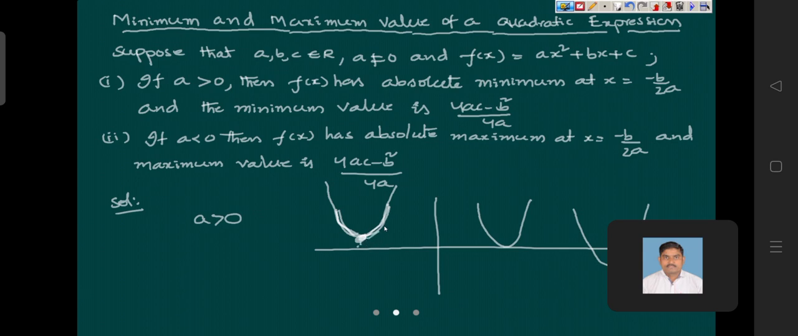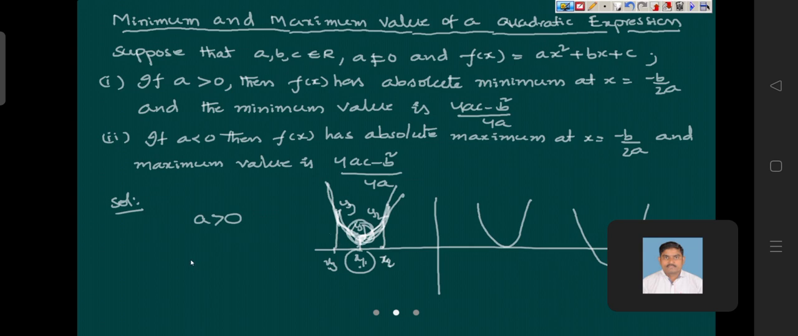For the remaining values, suppose this is x1, and at x1 there is some particular y1 value. This is x2, with some particular y2 value. This is x3, with some particular y3 value. Observe here, when compared with x2 and x3, this y1 value is less than y2 and y3. All the y2, y3 are more than y1, which means at x is equal to x1, the respective y value is the least value. Remaining all the values are more than this one. That's why this y1 value is called the minimum value.